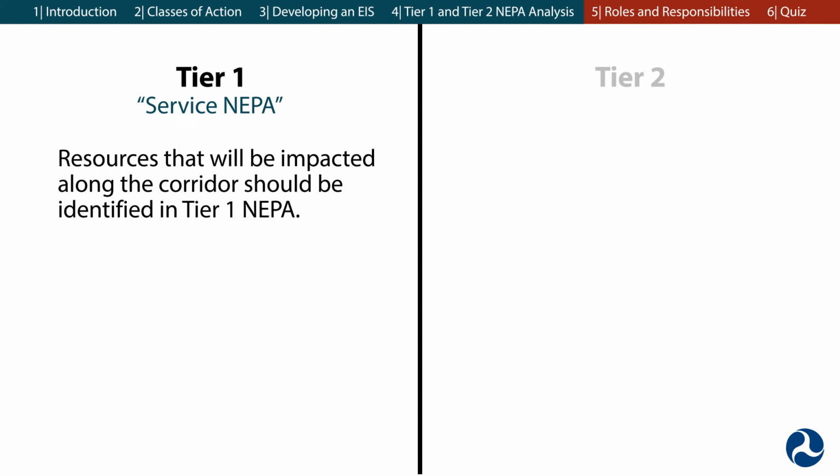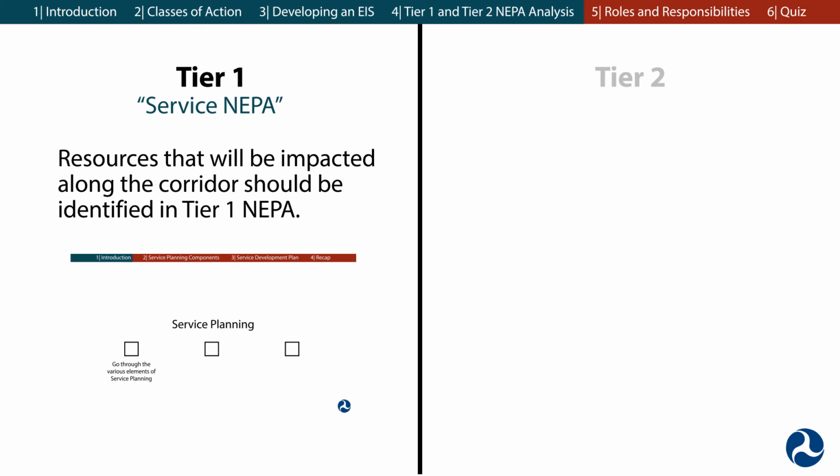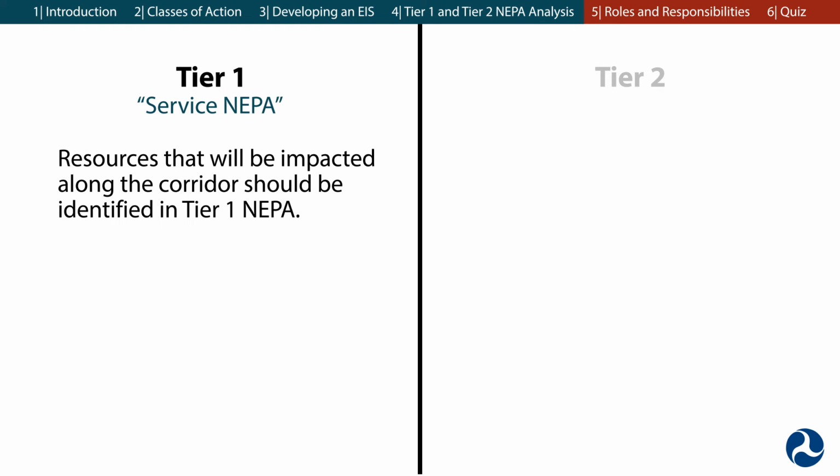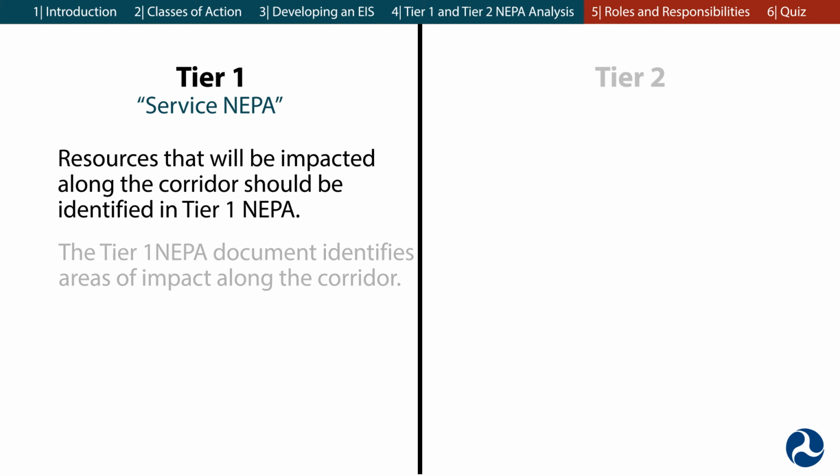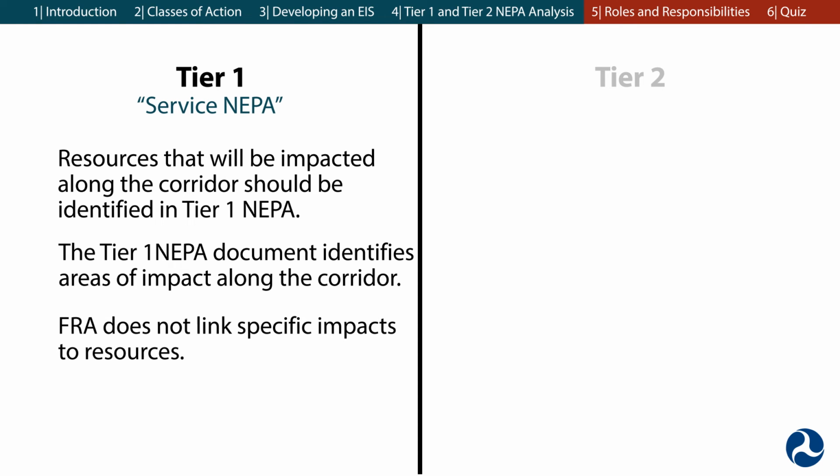Resources that will be impacted along the corridor should be identified, but specific impacts do not have to be identified. Service NEPA closely aligns with the service planning process. It is not required for all projects, but is generally used for large-scale initiatives that have multiple components with independent utility. The Tier 1 document identifies an area of impact along a particular corridor and identifies specific resources that could be affected along that corridor. However, FRA does not make determinations about specific impacts to those resources. That takes place in Tier 2 NEPA analysis.